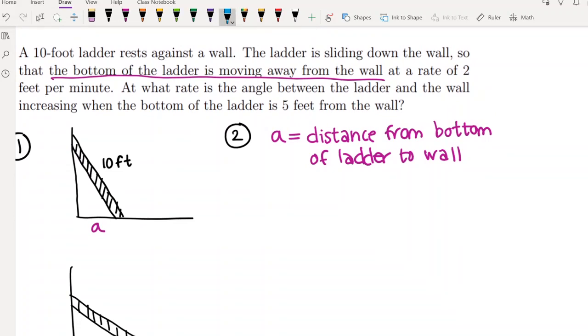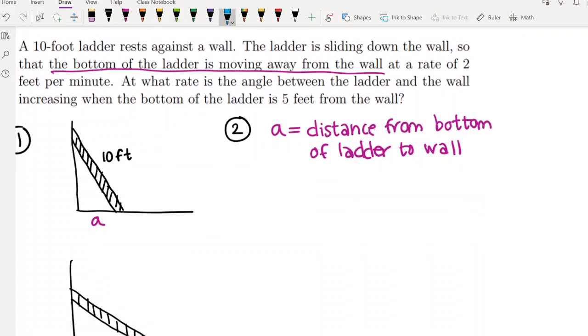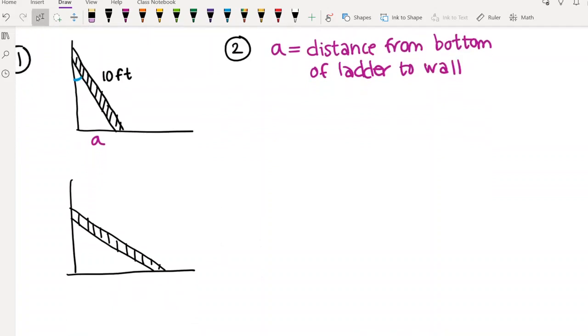If you read through, it never says anything about that. What it does say is the angle, right? It says the angle between the ladder and the wall. So we do want to think about this angle. And again, if you look at these two different snapshots, what's the difference? Well, in this second snapshot, the ladder is still 10 feet, but this angle is bigger, right? And then this distance is also bigger.